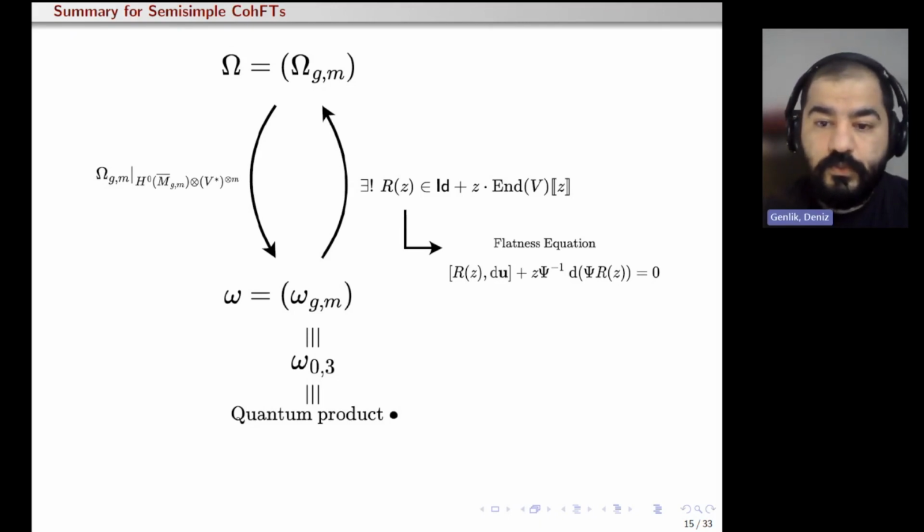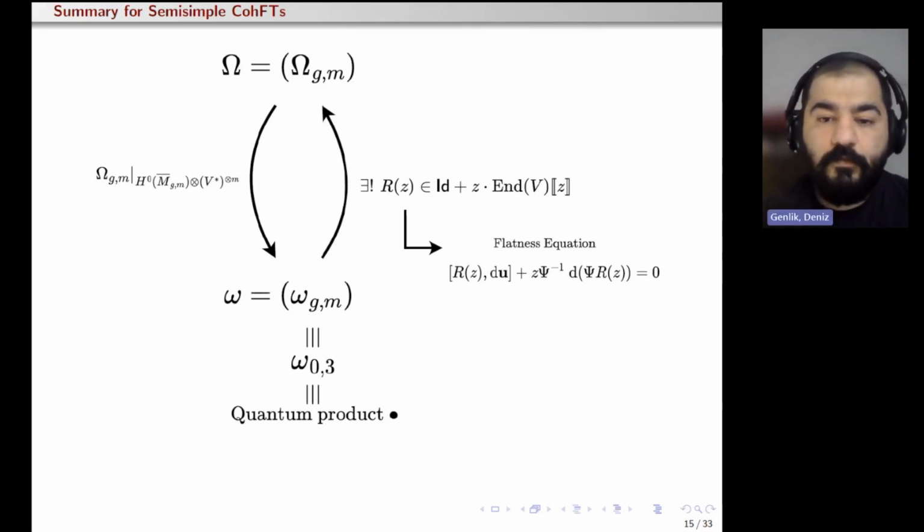But the solution of this flatness equation doesn't give you the R matrix fully. It gives the R matrix with an ambiguity, and if you want to fix that ambiguity, you need some other things. But at least this equation tells you something about the R matrix. If you want to fix the ambiguity, you need to either have a conformal CohFT, or you need to do some other stuff if you don't have a conformal CohFT.